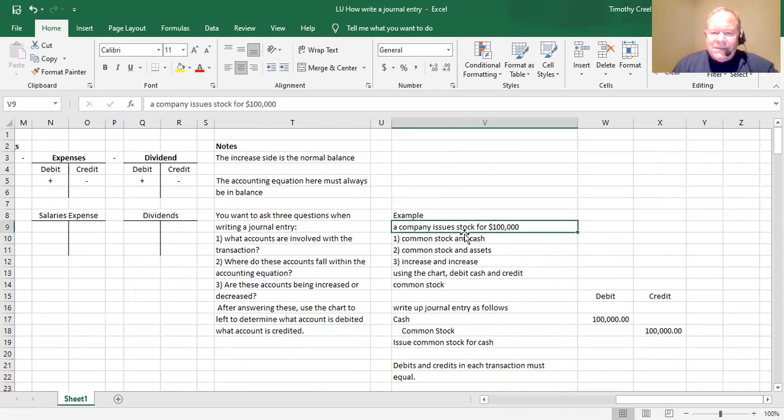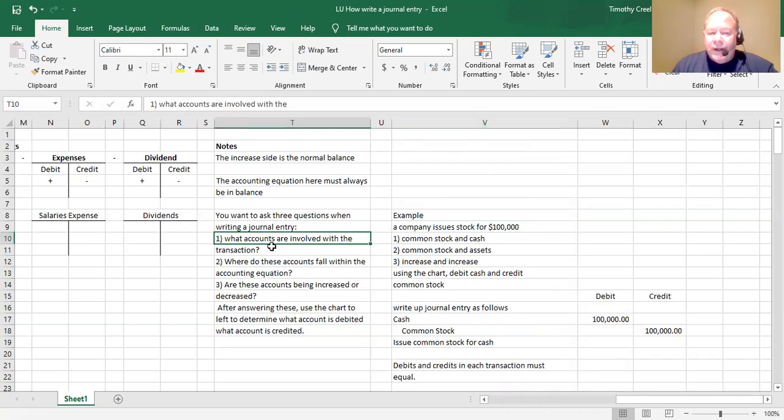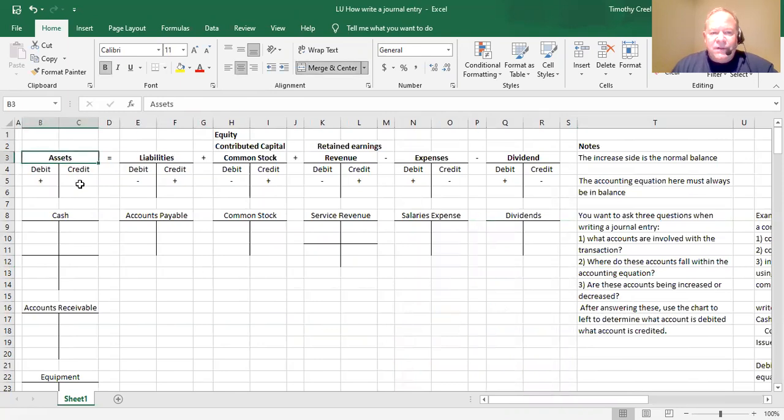But let's say a company issues stock for $100,000. You ask yourself these three questions. What accounts are involved with the transaction? In this case, common stock and cash. Where do these accounts fall within the accounting equation? So you would go over, and cash, of course, is an asset. Common stock would fall under common stock.